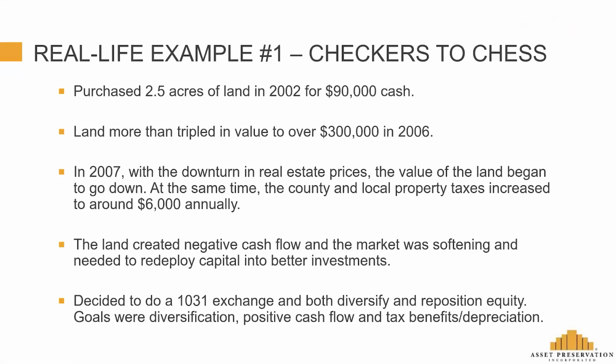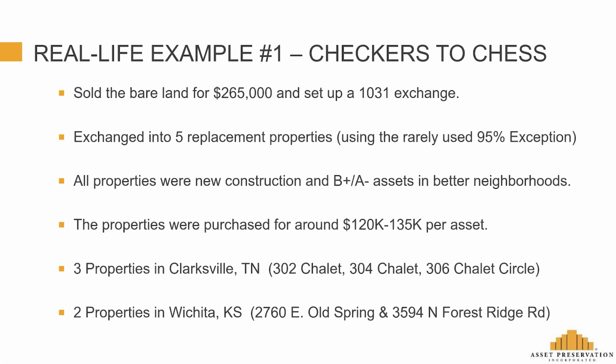Okay, I purchased land for about 90 grand, it went up in value to 300,000, and then the downturn hit. The land had negative cash flow. It wasn't appreciating anymore, and there were about 6 grand in taxes. So I did an exchange, selling one piece of land and exchanging into 5 new construction properties, 3 of them in Clarksville, Tennessee, 2 in Wichita, Kansas.